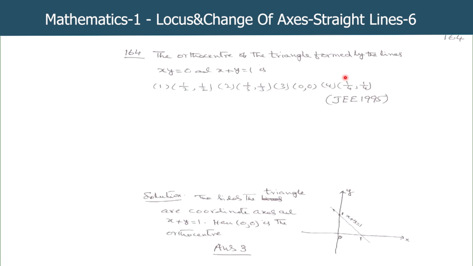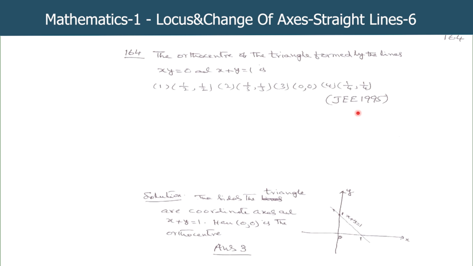Right, 164. The orthocenter of the triangle formed by the lines xy equal to 0 and x plus y equal to 1 is: 1, half comma half; 2, 1 by 3 comma 1 by 3; 3, origin; and 4, 1 by 4 comma 1 by 4. And this was asked in JEE 1995. Now, you know that xy equal to 0 means the x and y axis, x is equal to 0 and y is equal to 0. So the other two sides are the x and y axis. The third side is x plus y equal to 1.